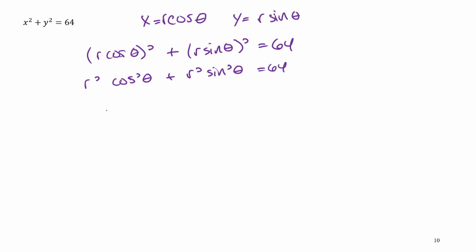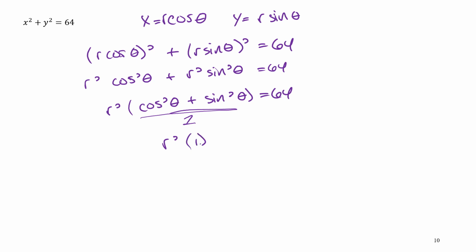We can do similar to what we did in the last one. On the left side, factor out the r squared, which leaves behind cosine squared theta plus sine squared theta equaling 64. Like I said before, if you know the trig identities or they look familiar, this is equal to 1. So we are left with r squared times 1 equaling 64, or r squared equaling 64. Then square rooting the 64, you get left with r equals 8.